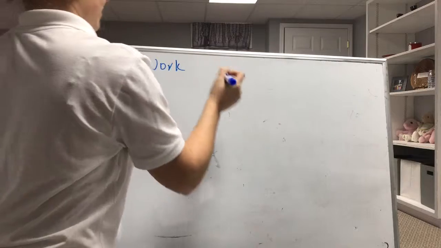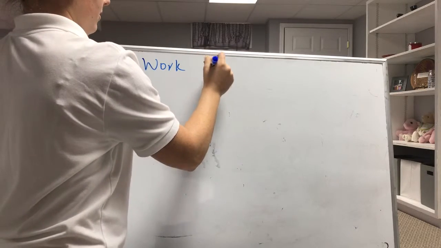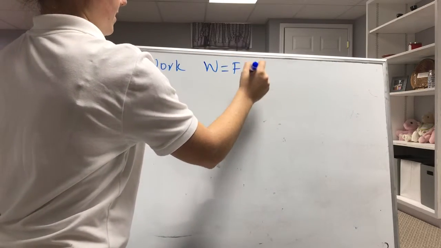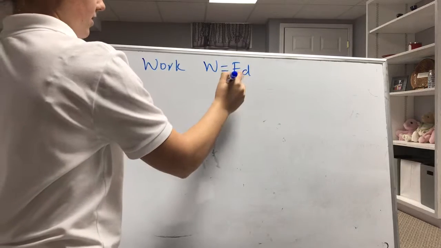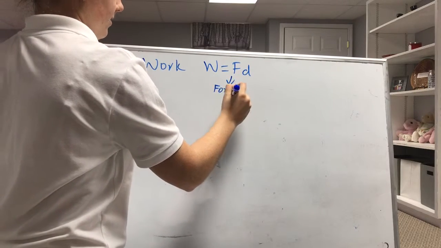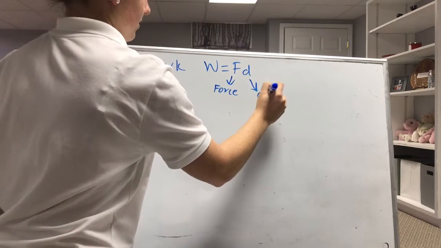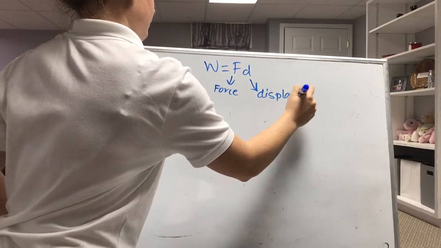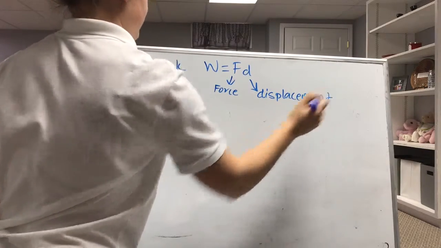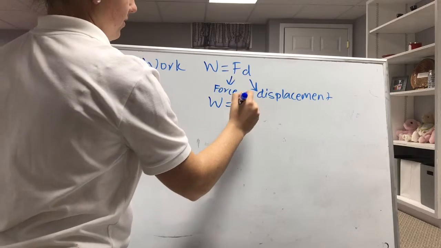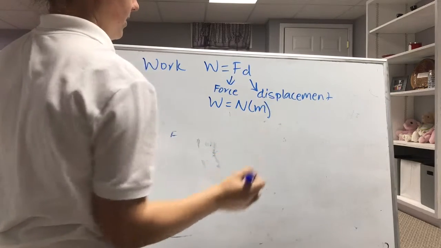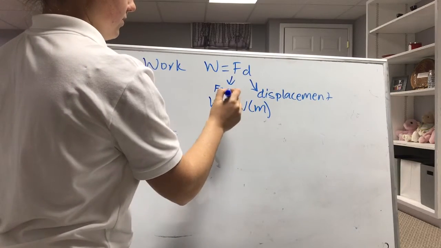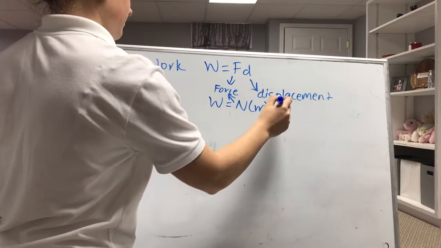Well, the work equation, which can be found in your reference table, W equals Fd, is equal to force, which is applied, and the displacement of this force on the object. Work is measured in newtons times meters, as the newtons is for the force and the meters is for the displacement.